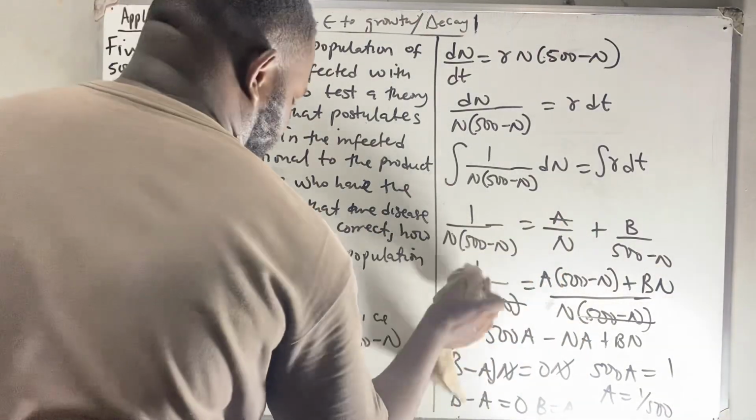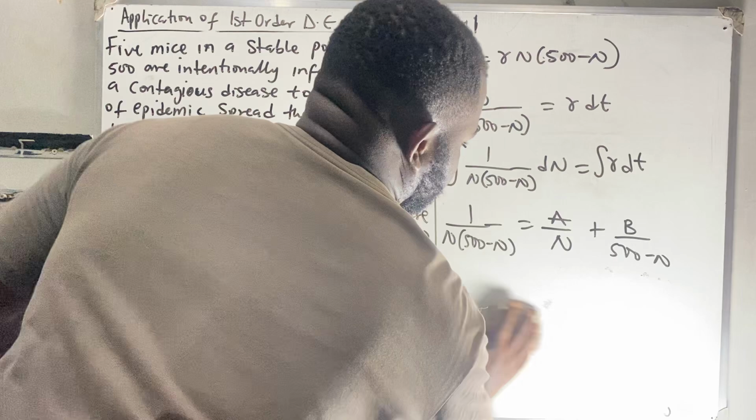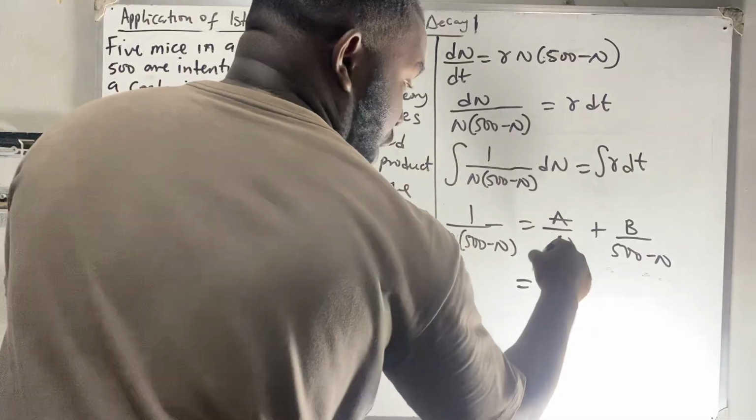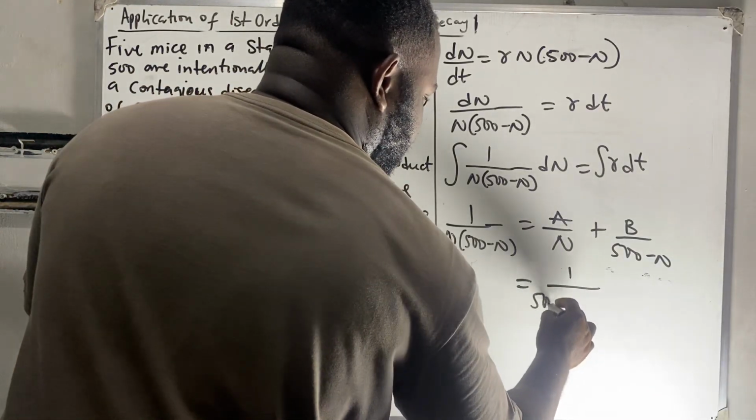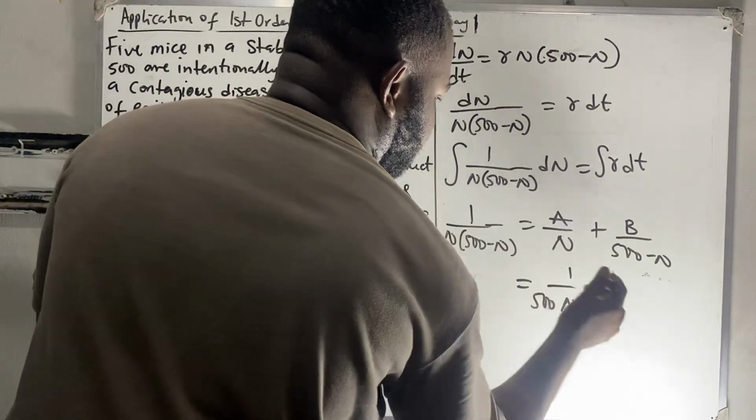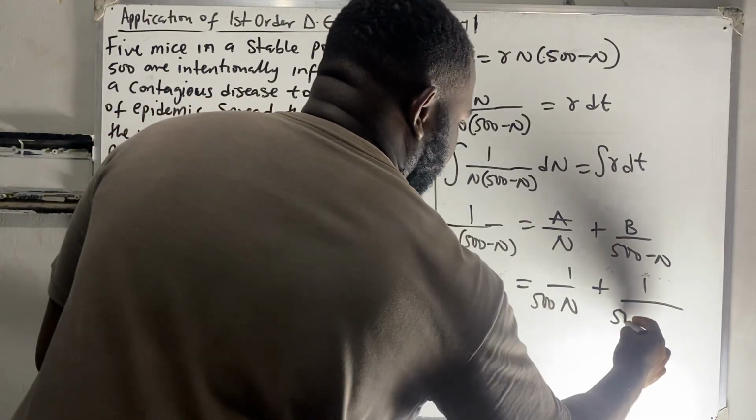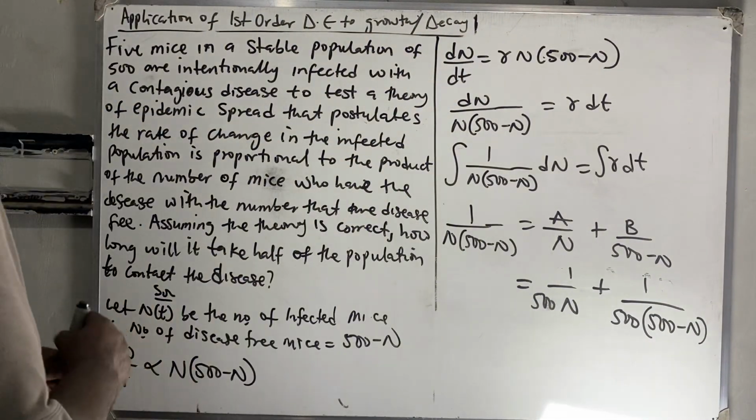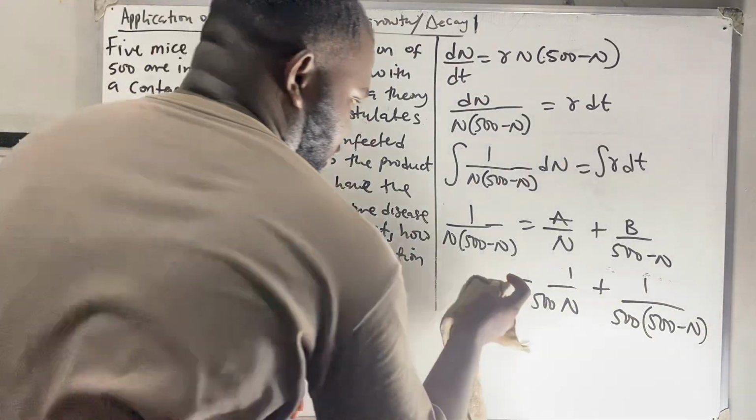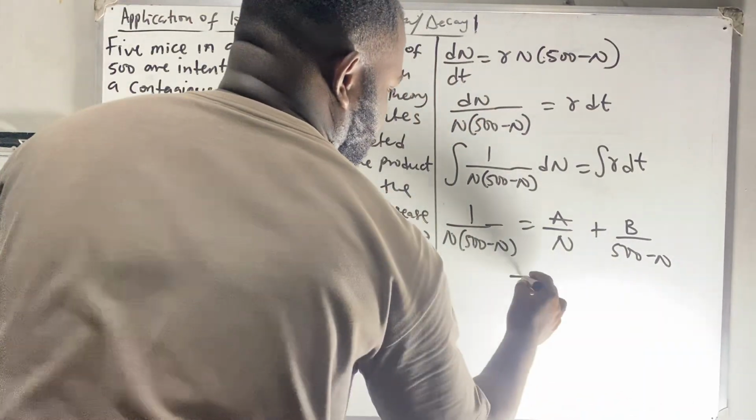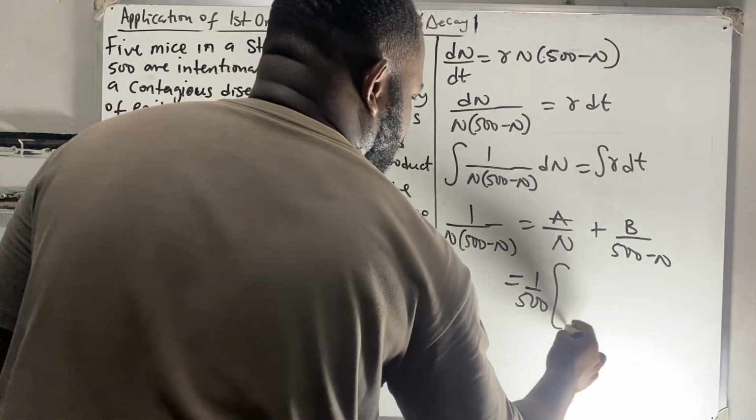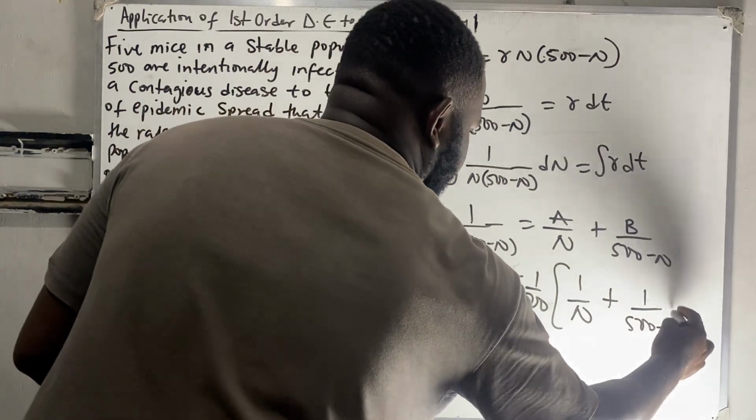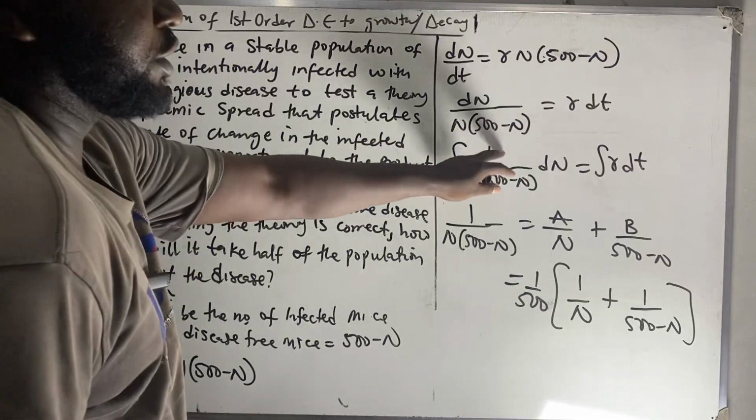Permit me to clean here, my board is too small. So if I put it here, this is something like a on top, that is 1 over 500 n, plus 1 over 500 into 500 minus n. Because they both have 1 over 500 in common, this can be 1 over 500 into 1 over n plus 1 over 500 minus n. So that is that. Let us put it in this integration.